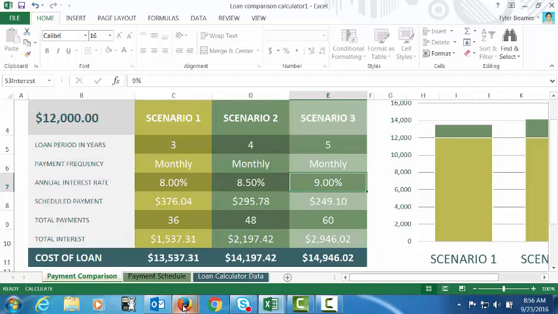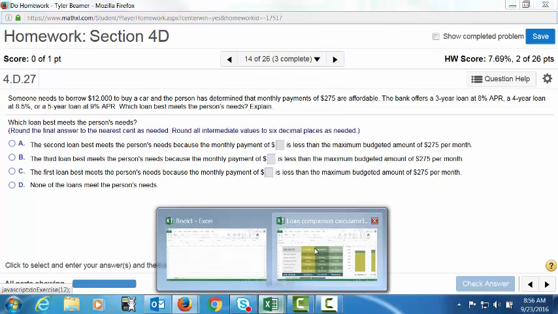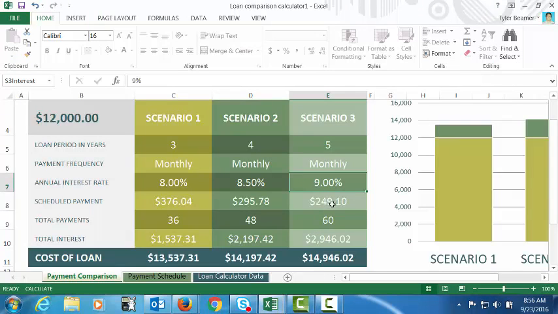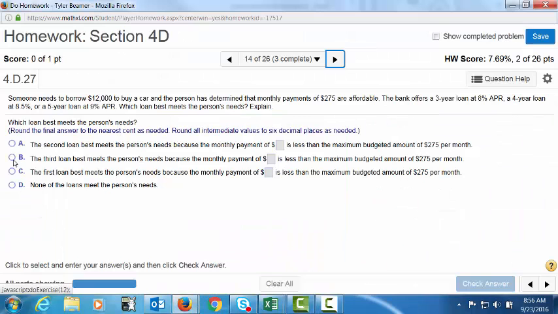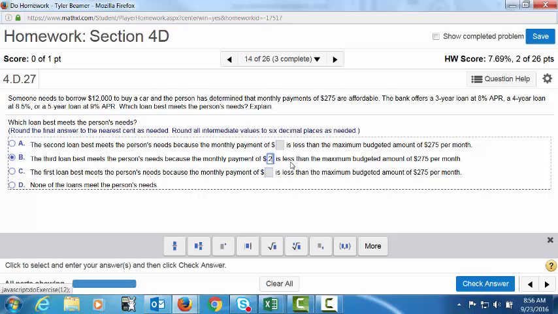Okay, so if we go back to our problem, it says this person can only pay up to $275. So the loan option that would work best would be scenario 3. That monthly payment is $249.10. So the third option is the best. $249.10 is less than the maximum budgeted amount of $275 per month.